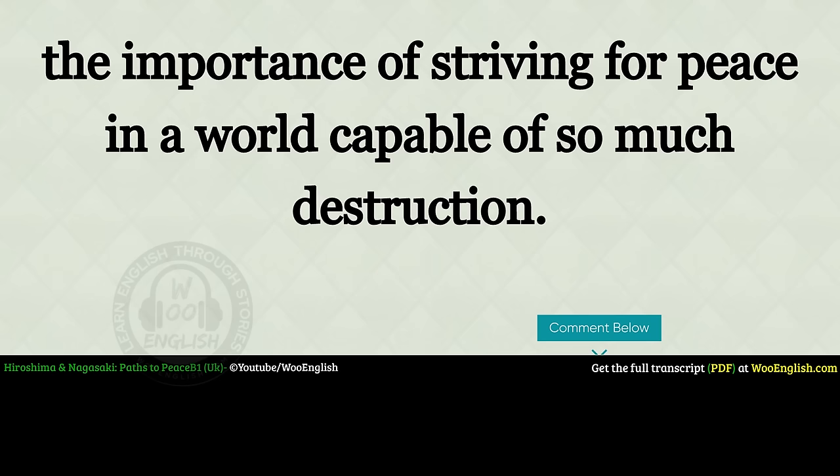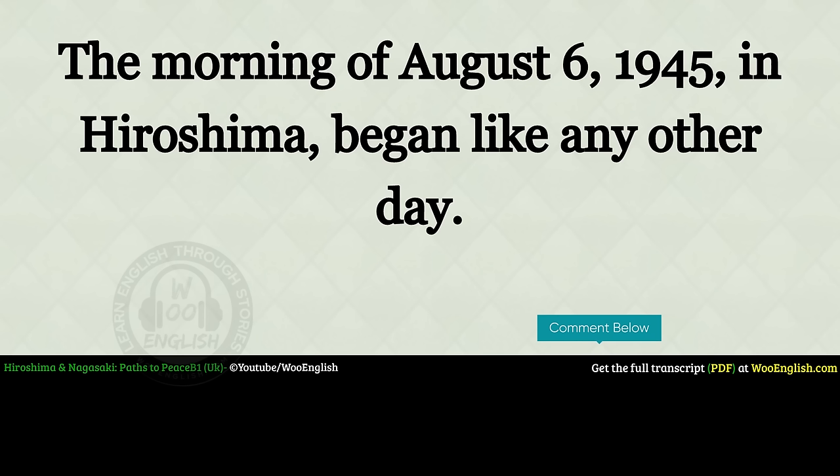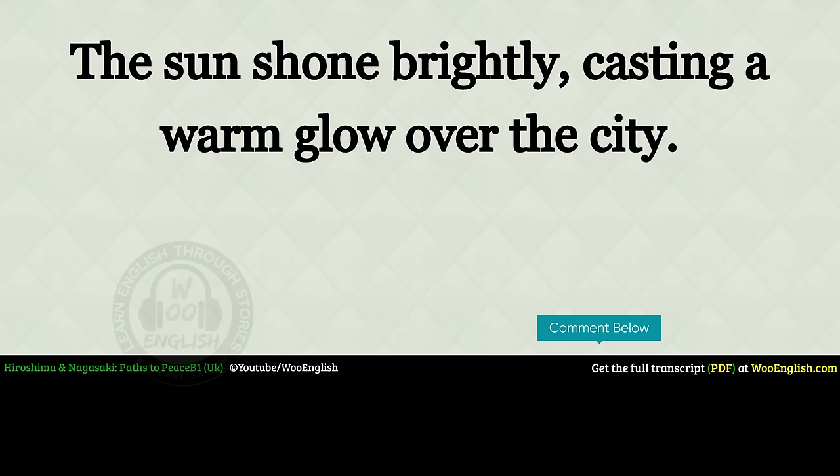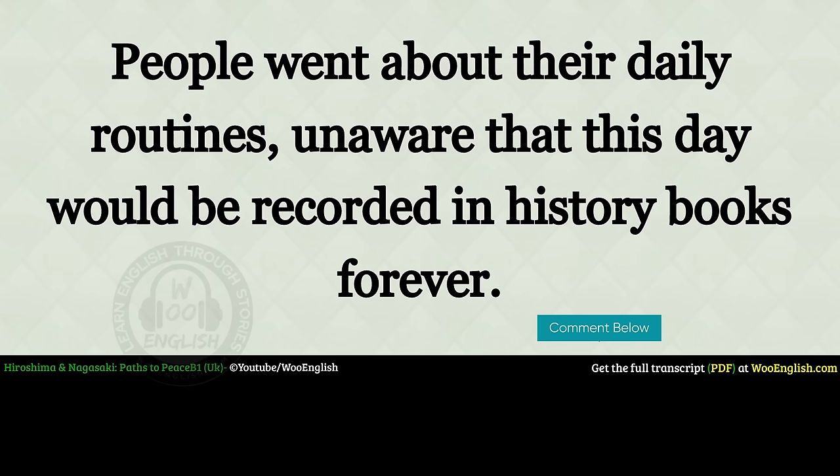Chapter 4. 6th August 1945, Hiroshima. The morning of August 6, 1945, in Hiroshima, began like any other day. The sun shone brightly, casting a warm glow over the city. People went about their daily routines, unaware that this day would be recorded in history books forever.